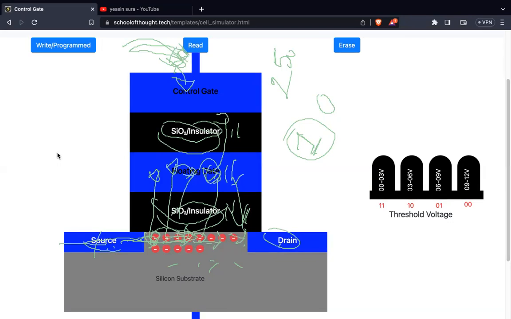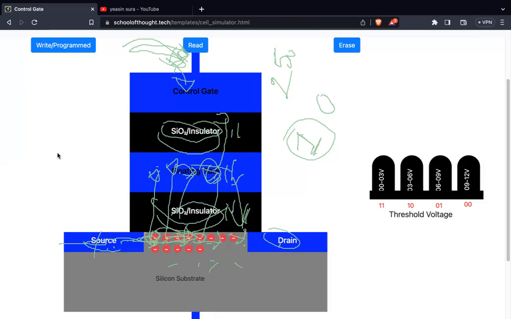Why? Because this floating gate will keep those electrons which came in here. I mean, this will trap those electrons. So they will never be able to flow from this floating gate to the control gate or silicon substrate. It will be stored in the same position, right?